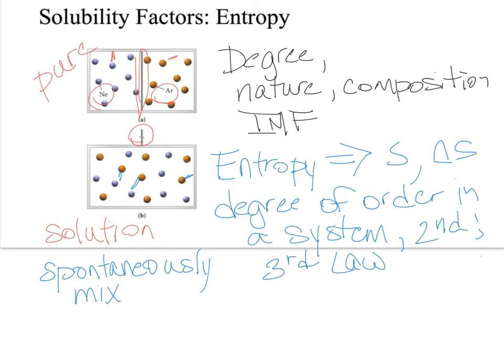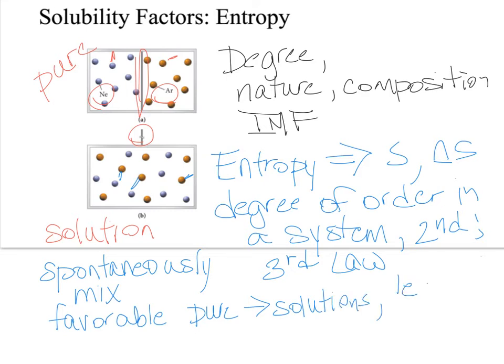So entropy tells us that it is favorable for pure substances to mix and become solutions. In other words, it becomes less ordered, more random. So if there are intermolecular forces between two substances, they're similar, they are going to mix spontaneously.